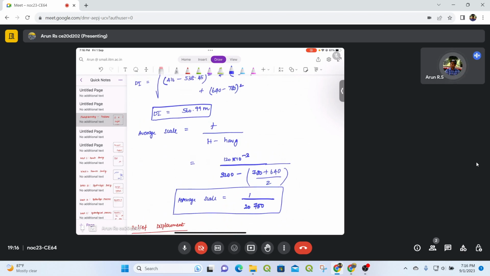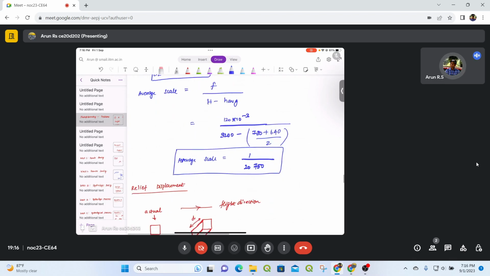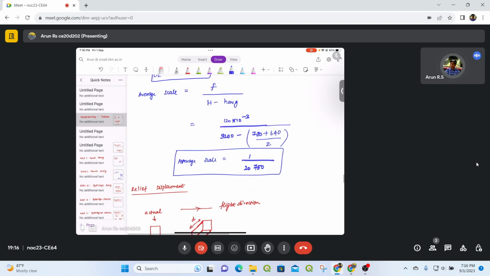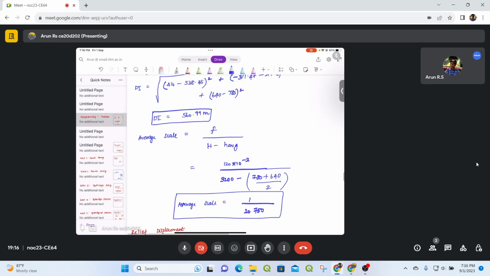Now we need to find out the average scale also in this question, that is f divided by H minus h average. So if you take the average of the given elevation and then substitute in the formula, you will get average scale as 1 by 20,750. So this is the first three problems.